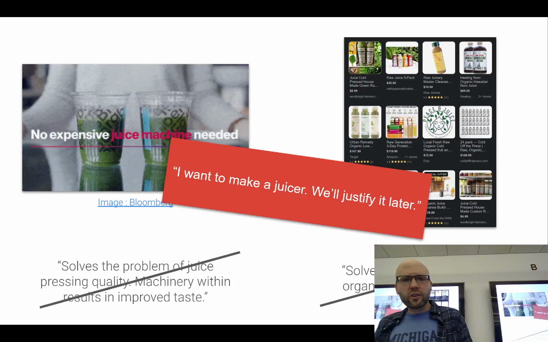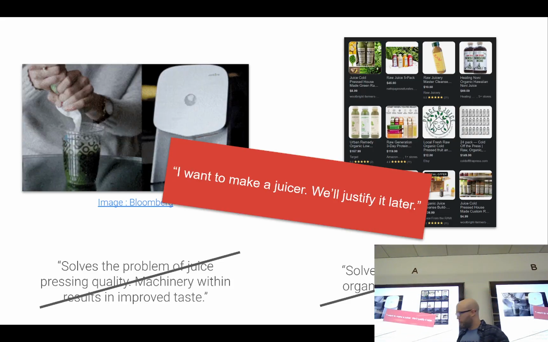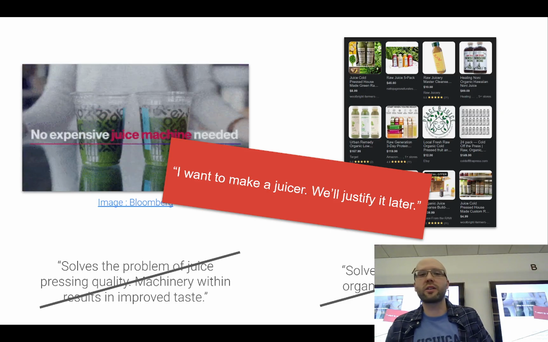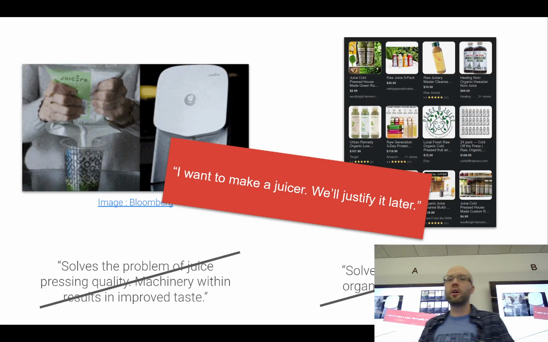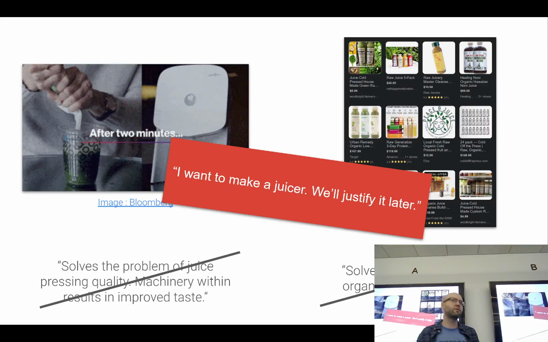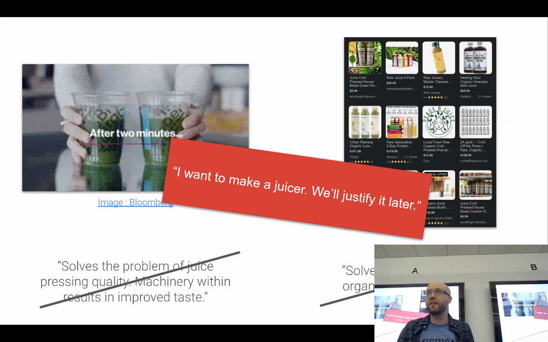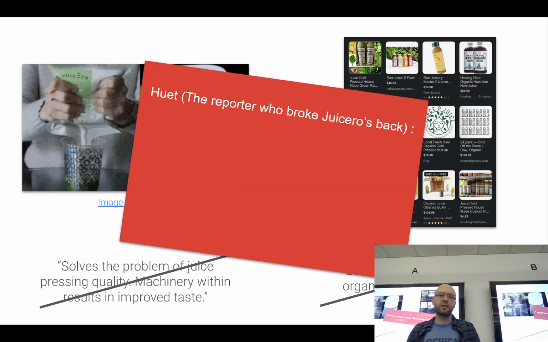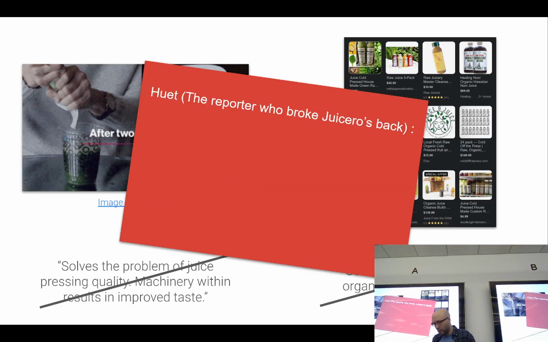So you ask yourself, well, what problem are they solving? You get the feeling that the creators said, I want to make a juicer, we'll justify it later, okay? We'll figure it out later, okay? I just want to make a juicer. It's cool. It's exciting. People will pay for it.